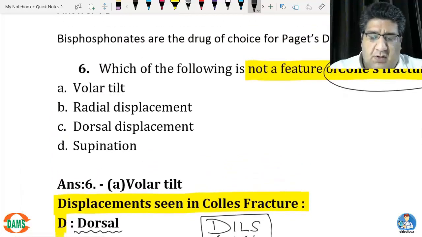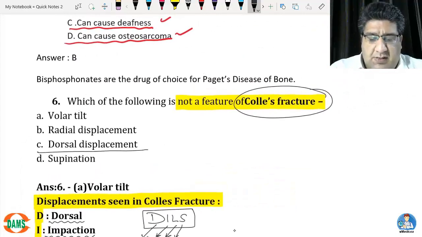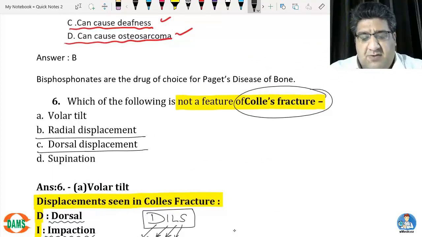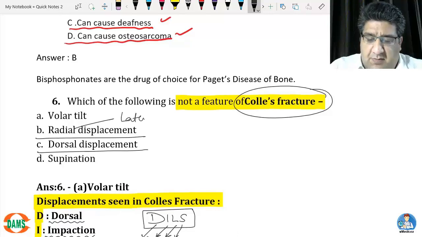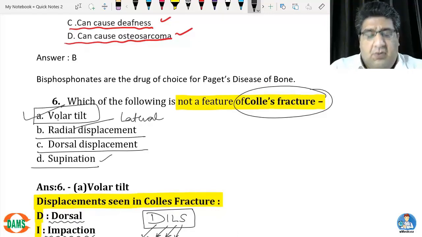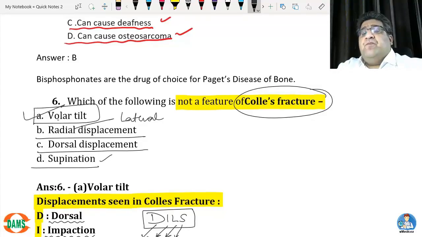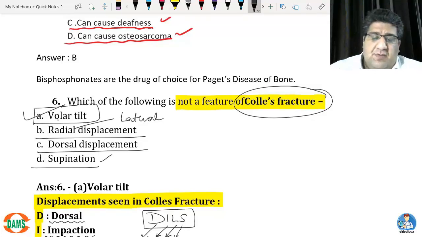Now, when you see the options, you have dorsal, yes, you have radial displacement. See, radial means lateral. You have to understand, radial means lateral. You have supination, yes, but you have volar tilt. No, you don't have a volar tilt, you have a dorsal tilt. Alright, so the answer will be A.